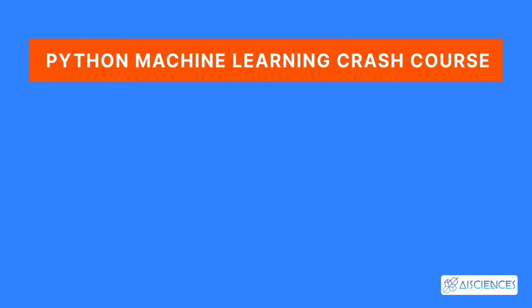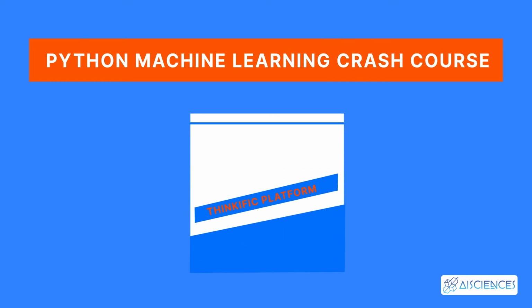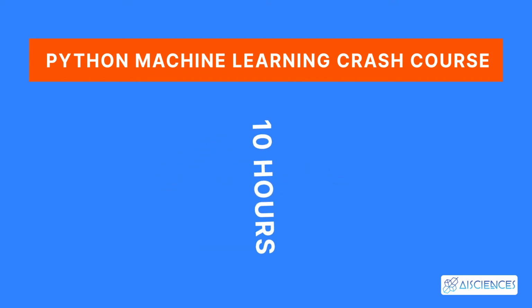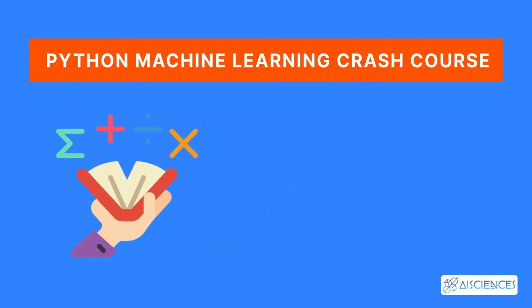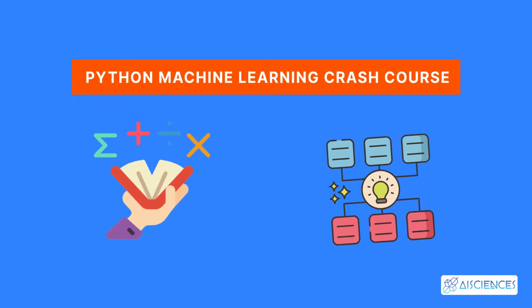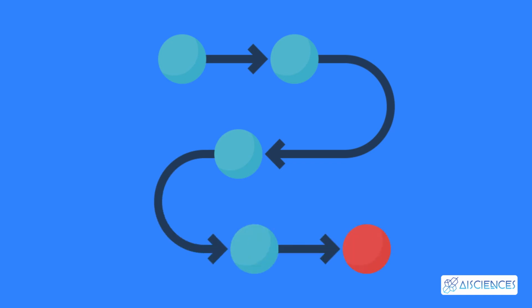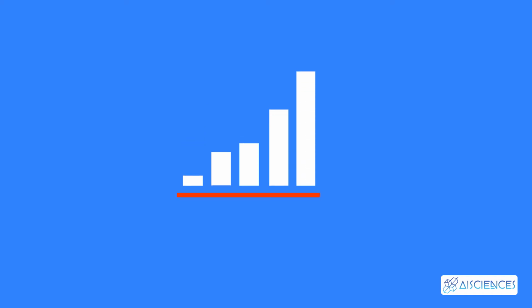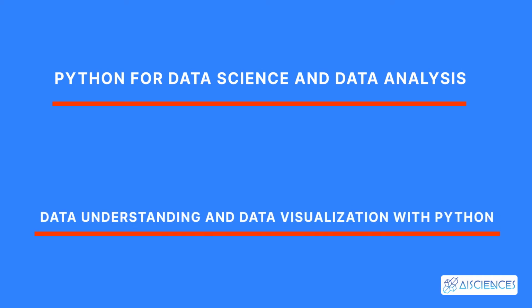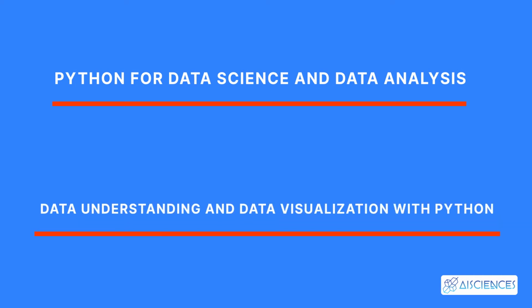The AI Sciences course, Python Machine Learning Crash Course for Beginners on your Thinkific platform, does exactly this. This ultra-short course of 10 hours duration shortens your learning curve. This course cuts through the math and simplifies learning how data science algorithms work. The neatly planned step-by-step design of this learning by doing course makes getting started very easy, and you can make progress even more easily. Other short data science courses include Python for Data Science and Data Analysis, and Data Understanding and Data Visualization with Python.